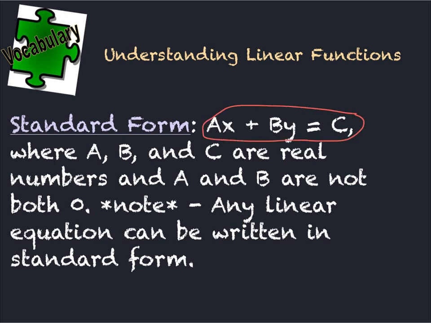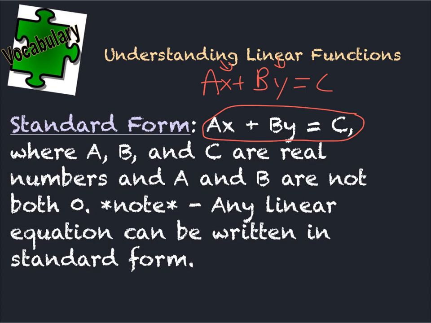So whenever you see an equation in the form of ax plus by equals c, where a, b, and c are just real numbers, any real number, then it is a linear equation, and it would be a linear equation that's in standard form. Now notice the x's and the y's are all raised to the first power. If you ever see an exponent, right away you could say that is not a linear function. Okay, ax plus by equals c. So remember, a, b, and c are just real numbers, are just numbers.